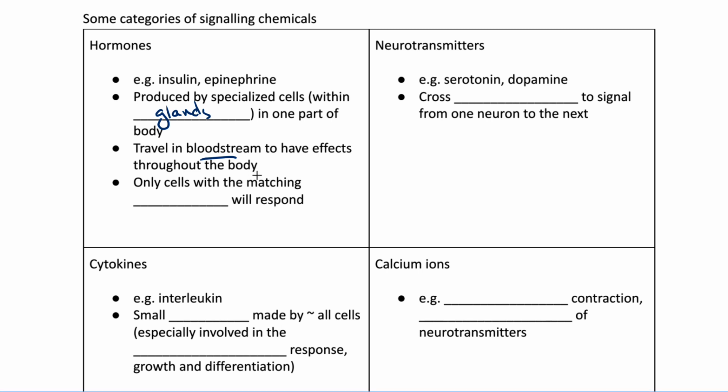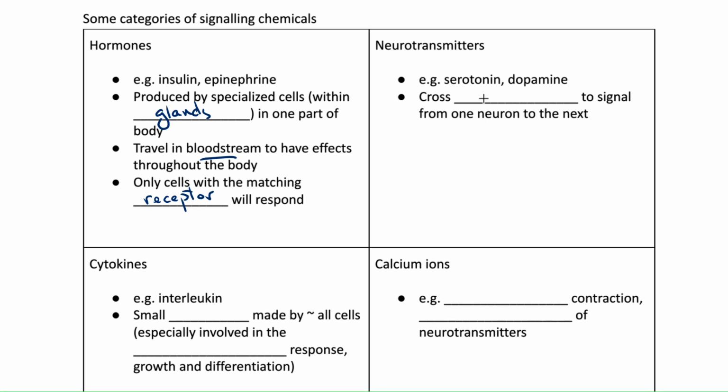Now, although the hormone, that signaling chemical, is traveling in the bloodstream all throughout the body, only cells with the matching receptor will be able to pick up that signal and respond. The other cells without the receptor will just be unaffected. It'll be like the hormone isn't there, it's invisible to them. So hormones are one category of signaling chemical where the signal often travels quite far to get to where it has its effect. Another category are neurotransmitters like serotonin or dopamine.